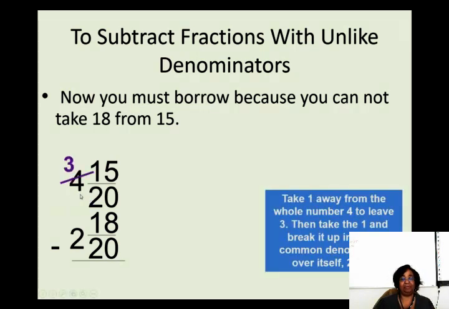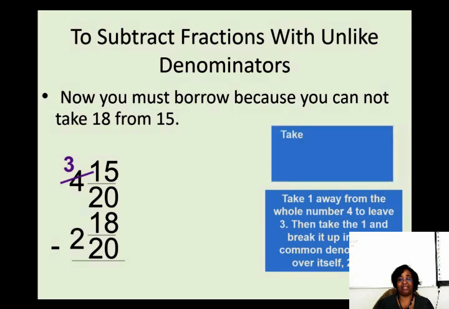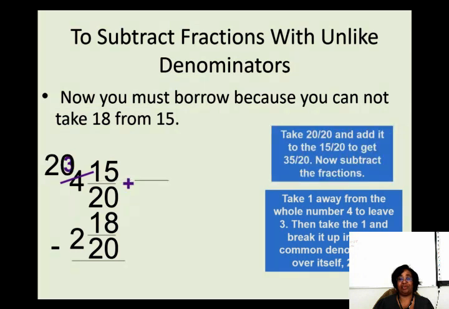It becomes a 3. Now the 1 that I took away from the 4 comes next to the fraction that's too small, and I'm going to break it into pieces like a pizza. And the pieces are going to be based on the common denominator. What's my common denominator here? 20. So I have to say 20 over 20.